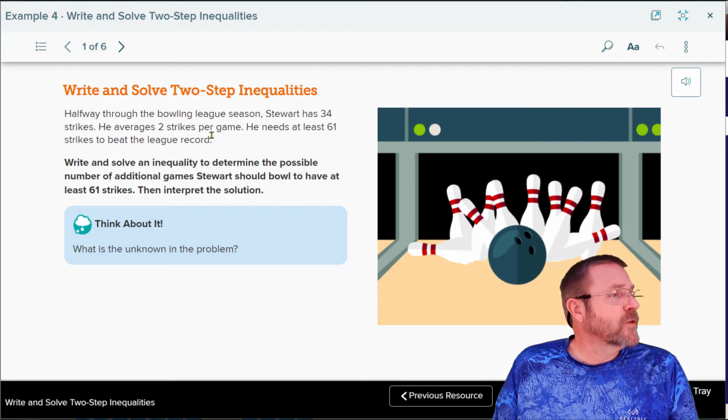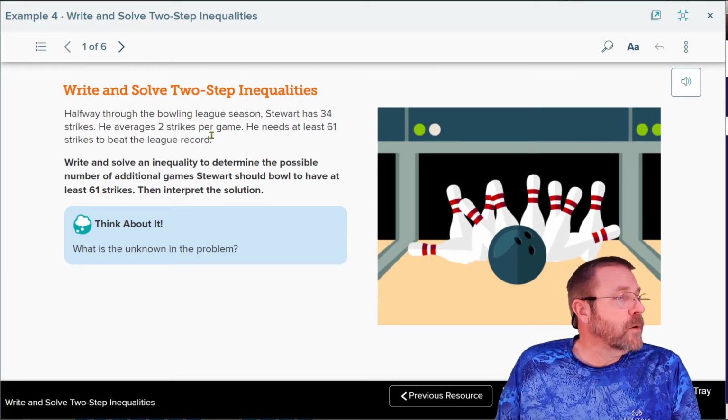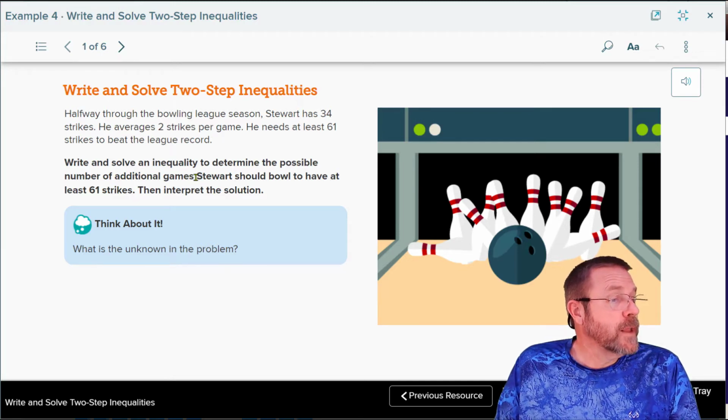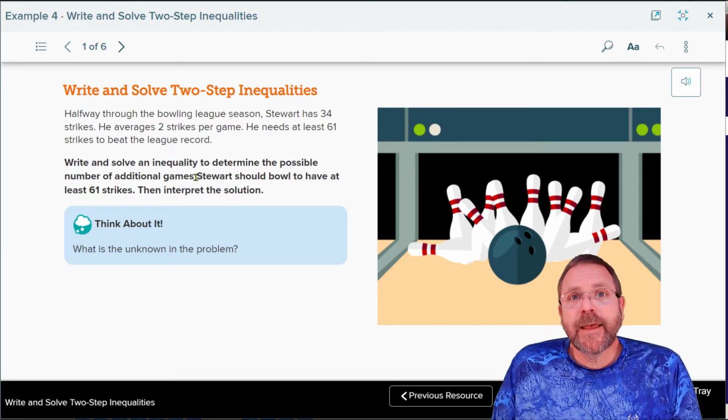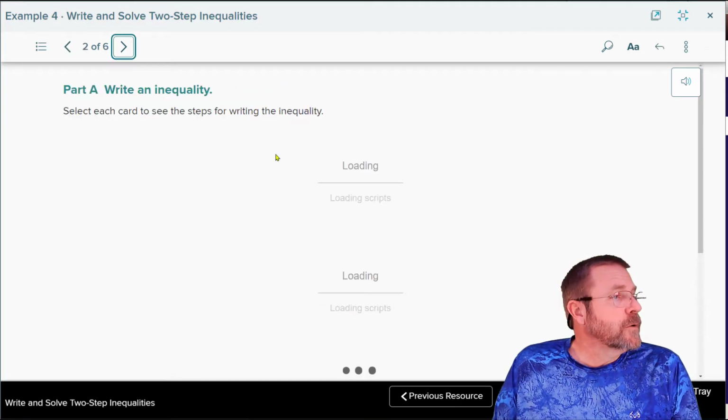First problem we have says that halfway through the bowling league season, Stewart has 34 strikes. He averages 2 strikes per game, and he needs at least 61 strikes in order to beat the league record. Write and solve an inequality to determine the possible number of additional games students should bowl to have at least 61 strikes. So let's get into it.